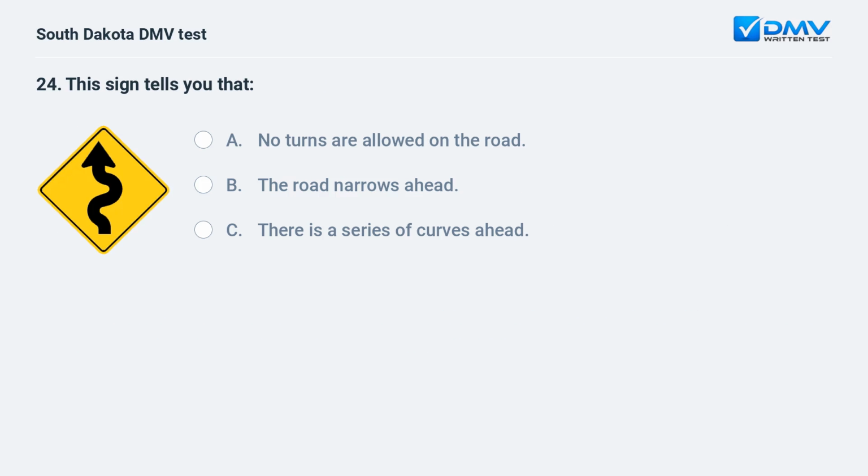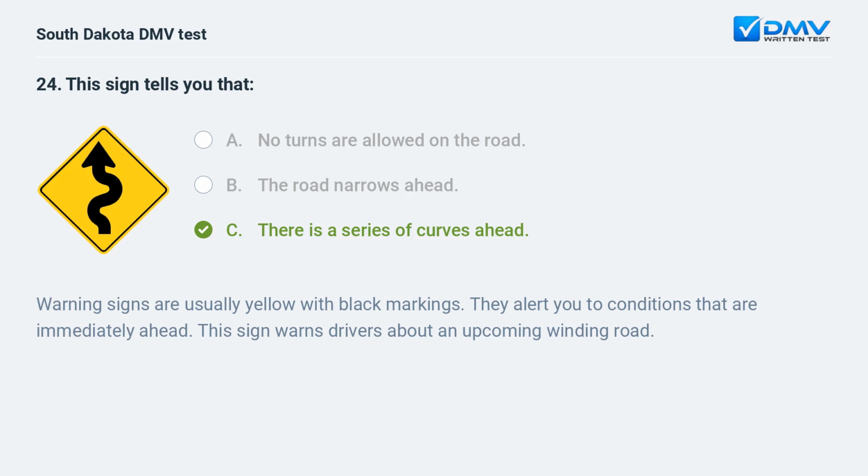This sign tells you that: A. No turns are allowed on the road. B. The road narrows ahead. C. There is a series of curves ahead. C. There is a series of curves ahead.